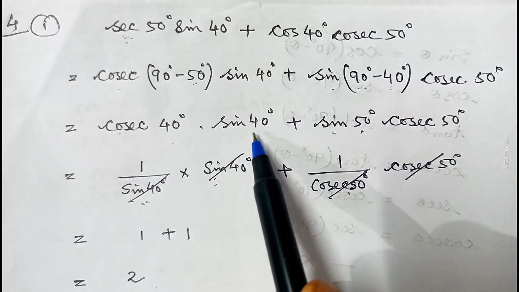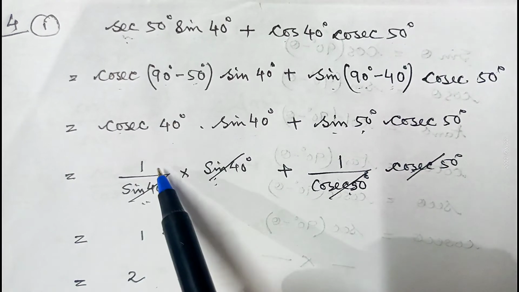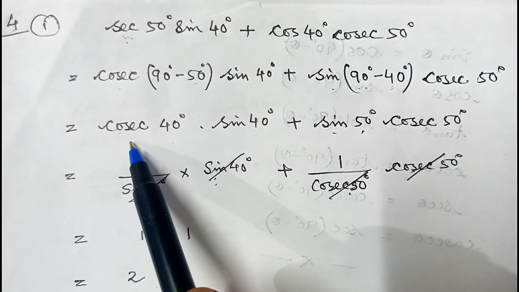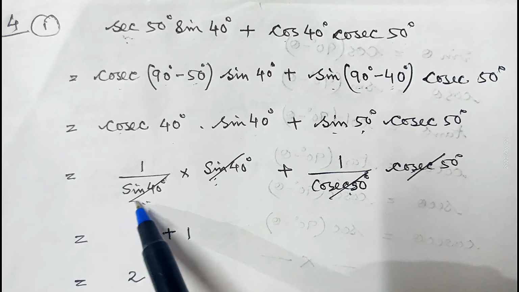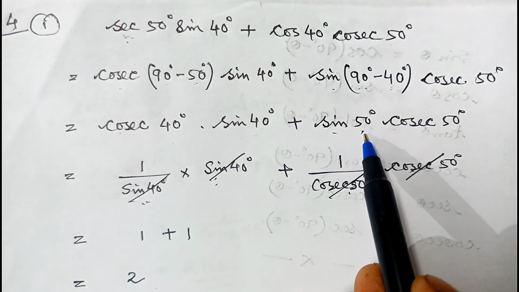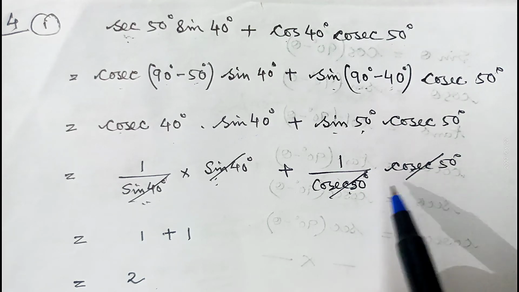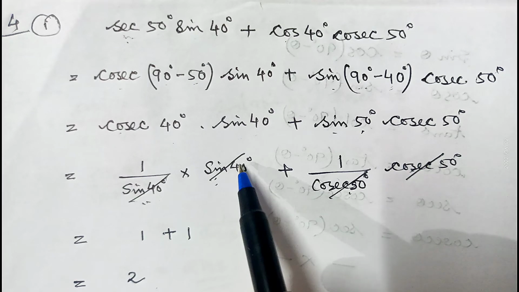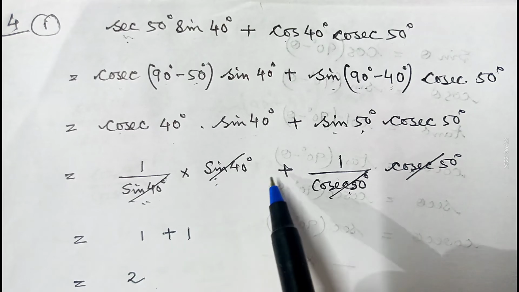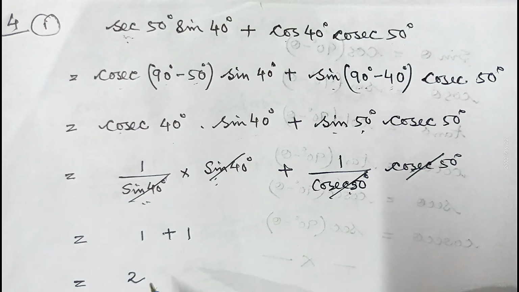Now you can see these two angles are equal. These two angles are also equal. Now cosec theta is 1 by sine theta, into sine theta. So instead of cosec 40 degree, we write 1 by sine 40 into sine 40, plus sine 50 degree can be written as 1 by cosec 50 into cosec 50. This cosec 50 and cosec 50 can be cancelled. Sine 40 and sine 40 can also be cancelled. So from this part it will be 1, plus from this part also it will be 1. 1 plus 1 is 2, which is the required answer.